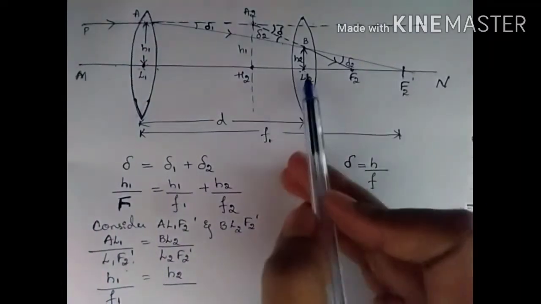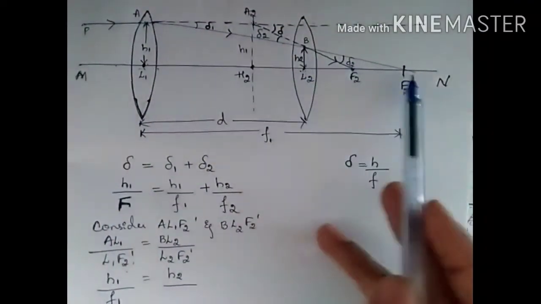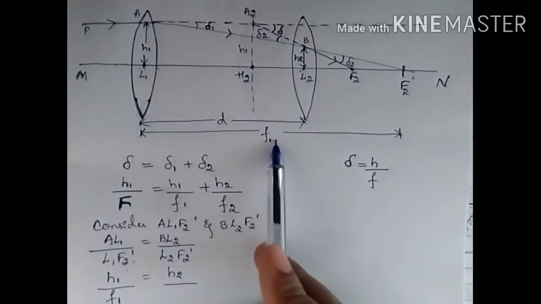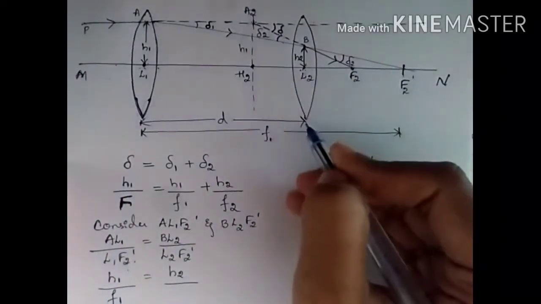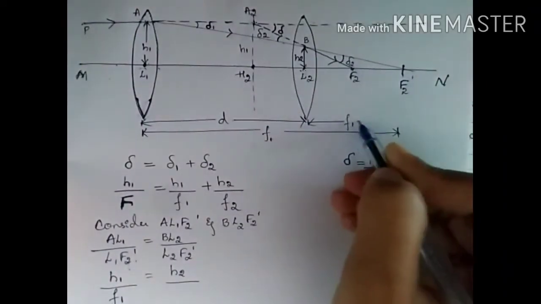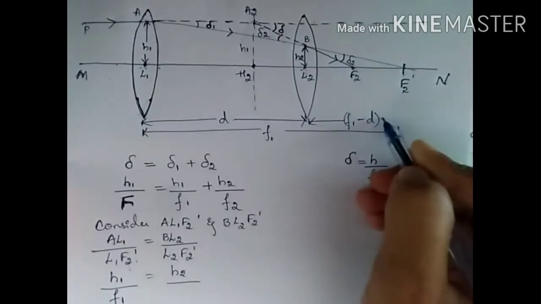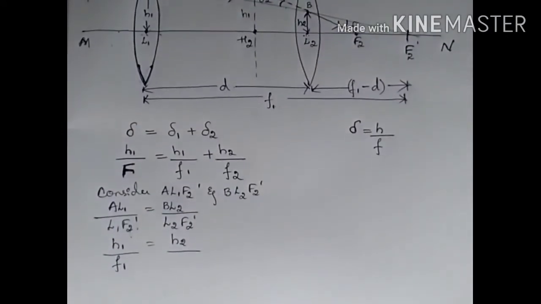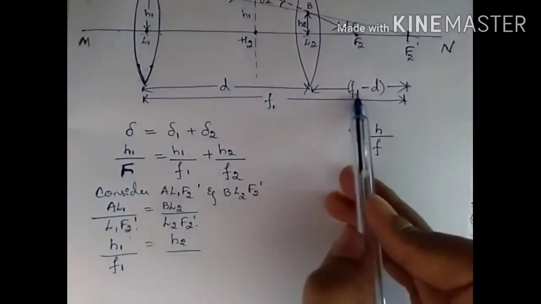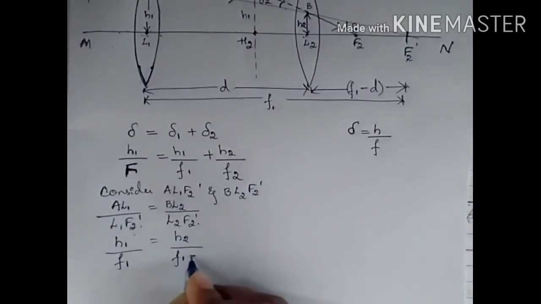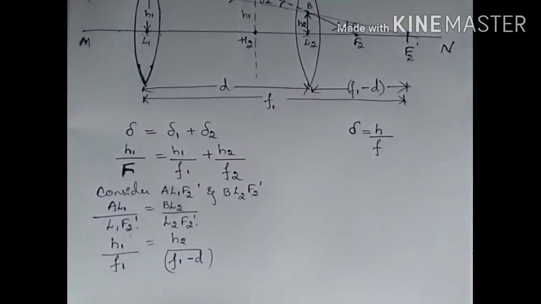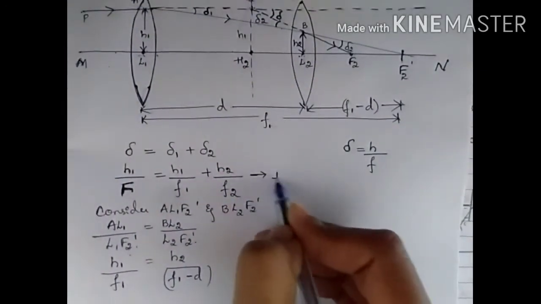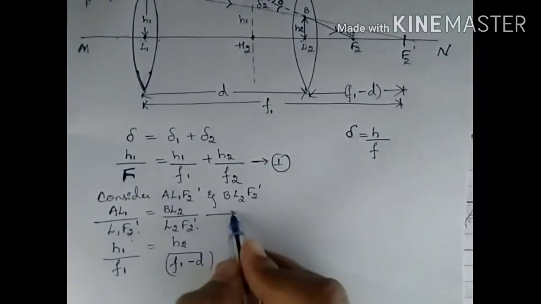Now L2 F2 prime. We don't know this distance. If you subtract d from f1, then you will get this distance. So this distance will be f1 minus d. So L2 F2 prime will be f1 minus d. So you got one equation. Let us call this equation number 1, and this equation number 2.